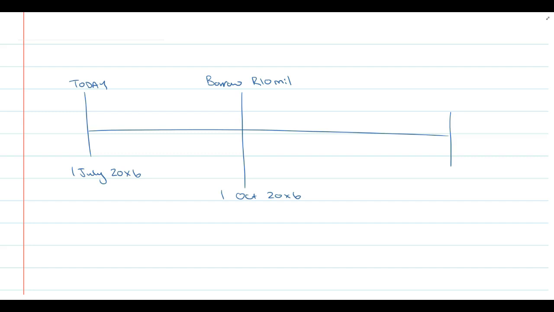So what we are told they are going to do is they are going to enter into a 6-month forward rate agreement, and the forward rate agreement will start on the 1st of October 20x6 and it will end on the 31st of March 20x7.